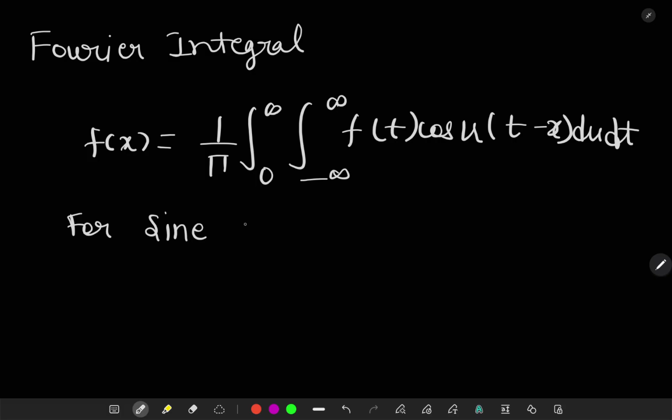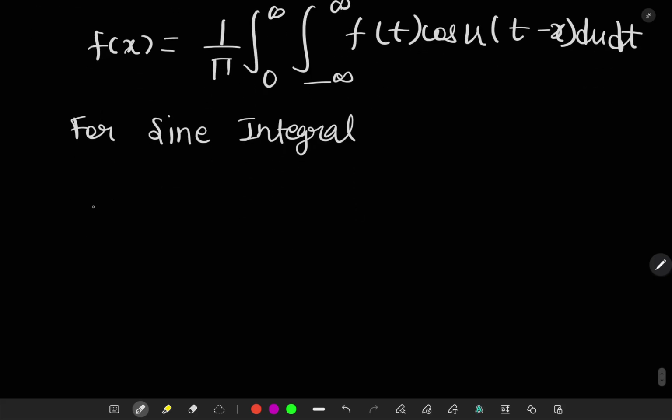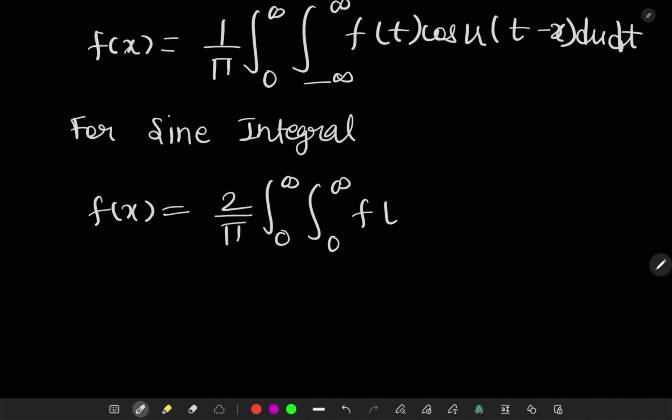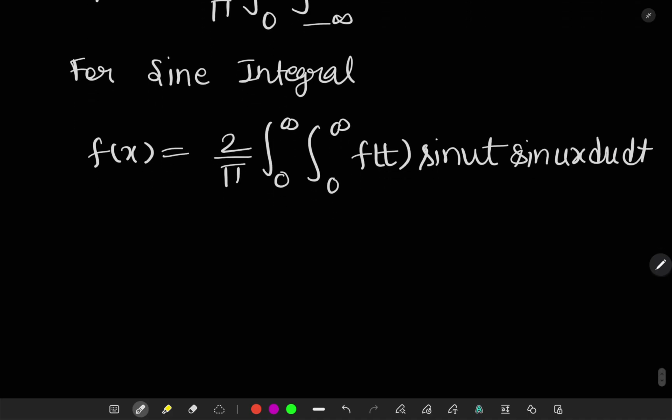For Fourier sine integral, f(x) is equal to 2/π integral from 0 to infinity integral from 0 to infinity f(t) sin ut sin ux du dt. Here for an odd function, f(x) equals 0.